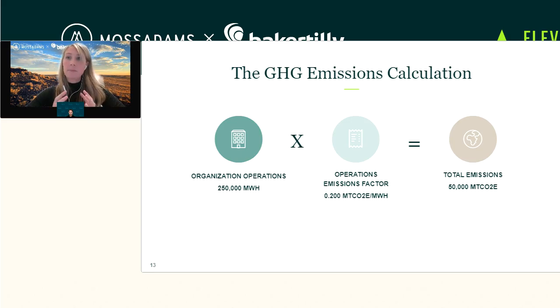The emission factors themselves are what incorporate the environmental impact of that activity metric. And there are publicly available data sets of emission factors. So generally, organizations aren't being asked to calculate the emission factors themselves or to determine what the environmental impact of their activities is. That's really incorporated in the emission factors that are publicly available.